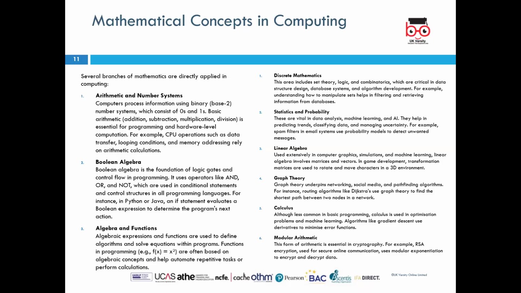Boolean algebra, so this is the foundation of logic gates and control flow in programming. It uses operators such as AND, OR, NOT, which are used in conditional statements and control structures in all programming languages. For instance, in Python or Java, an if statement evaluates a Boolean expression to determine the program's next action.